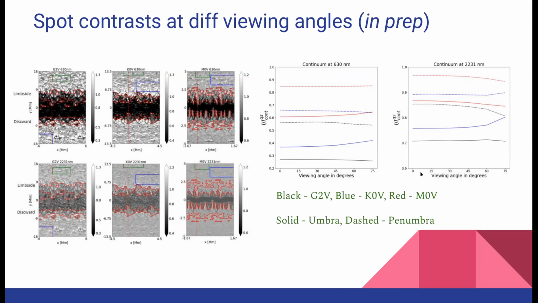So the basic result is that the contrast of the spot with respect to its local quiet star doesn't really vary with the viewing angle. So if you know the contrast of a spot with respect to its surroundings at the disk center, it would more or less be a fair assumption that it stays the same when a spot moves towards the limb. Here I'm just showing the contrast at specific wavelengths, but in the future we also plan to calculate this contrast over the full spectrum.